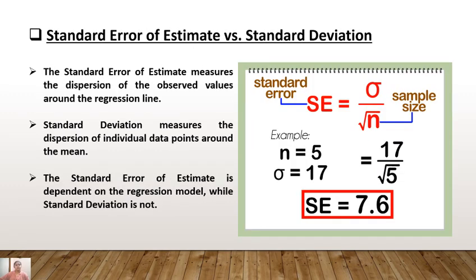Standard error of estimate versus standard deviation. The standard error of estimate measures the dispersion of observed values around the regression line. Standard deviation measures the dispersion of individual data points around the mean. The standard error of estimate depends on the regression model, while standard deviation does not.